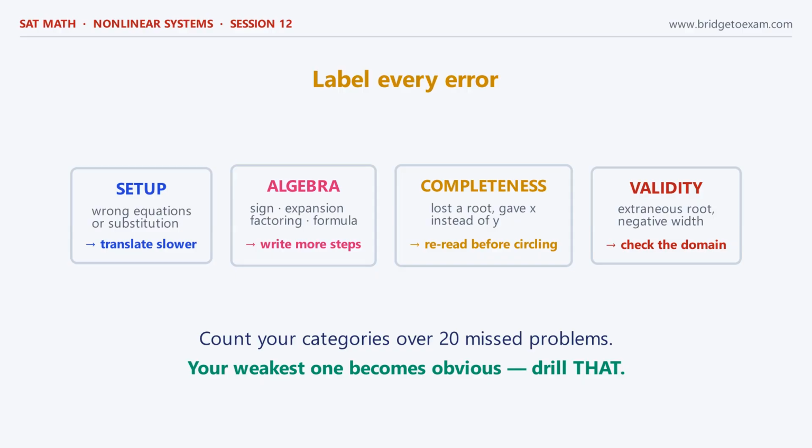Now here's why the labels matter. Each category has a different fix. Setup errors mean slow down and translate more carefully. Algebra errors mean write more steps. Completeness errors mean reread the question before circling. Validity errors mean check the domain. Count your categories over 20 missed problems, and your weakest one will be obvious. That's the thing to drill.